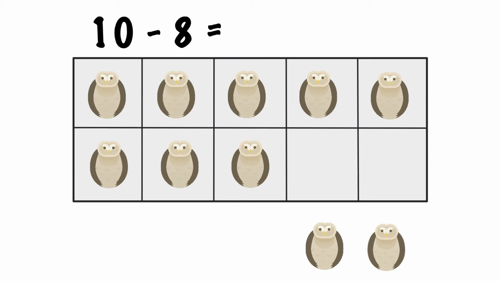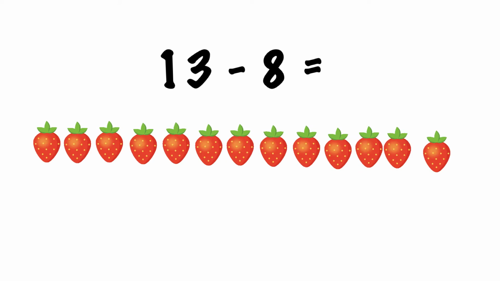All right, well, let's take a look at a problem here and see that in practice. Here we have 13 minus 8. And we have 13 strawberries lined up here. We're going to do the same thing we did with subtracting 9. We're going to cross out 8 of them, because we're subtracting. So we're going to take out 8 because they're not going to be there anymore.